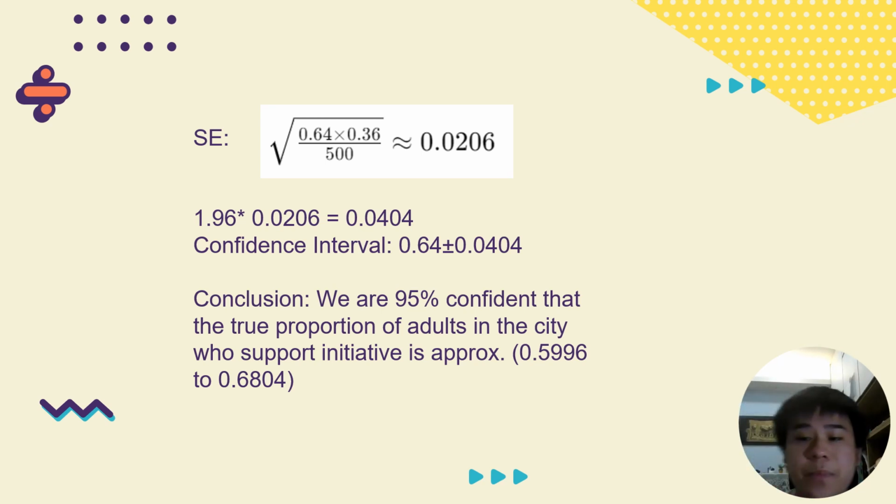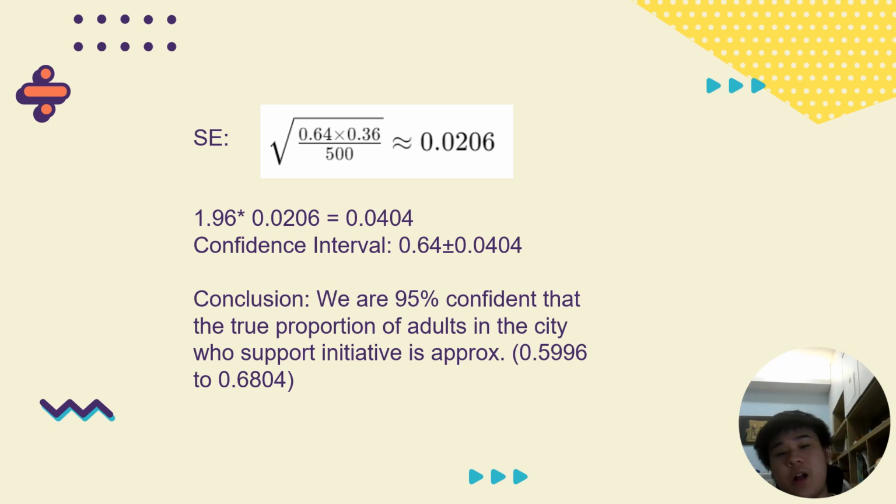0.0206. Now, for a 95% confidence interval, if you look at your z table, or you can even use your calculator to find it, that is approximately 1.96. That's your z-score times 0.0206, which is the standard error. That gives you a value of 0.0404. Now your confidence interval will be 0.64 plus or minus 0.0406. Just as simple as that.